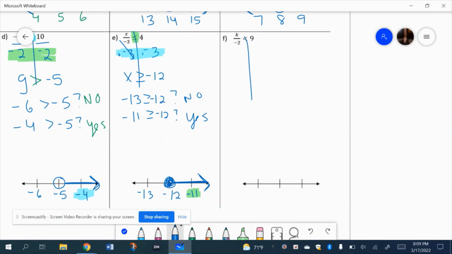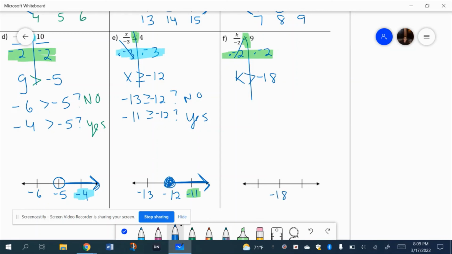Okay, last one. Again, we're dividing by a negative 2. To get rid of it, we multiply by negative 2. Those cancel. K on the left, 9 times negative 2 is negative 18. Again, because we're multiplying by a negative, this symbol must flip. It was less than, it now becomes greater than.